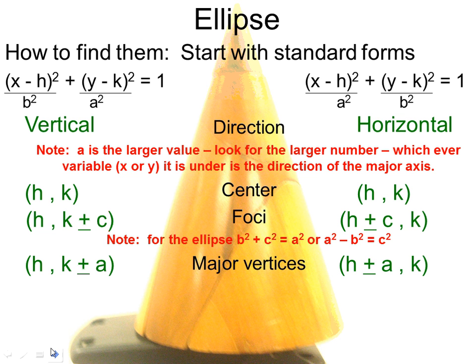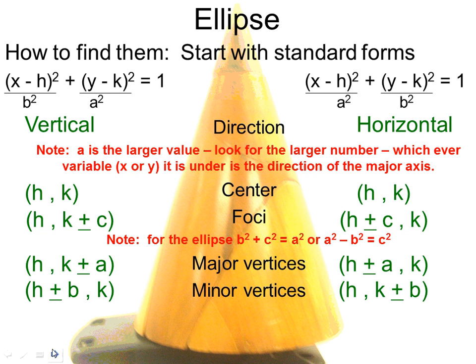Notice everything happened to just the K's or the H's. So the majors happen to be in the same direction. Since it was vertical and the A was under the Y's for the vertical side, the C and the A got added to the K value. When it was horizontal, the bigger value was under the X, so the C and the A had to be added to the H value. Now when I go to do the minor vertices, I've got to use the B, and I'm going to put it on the other ones. It has to be on the other ones this time around.